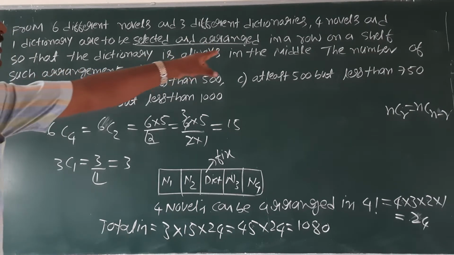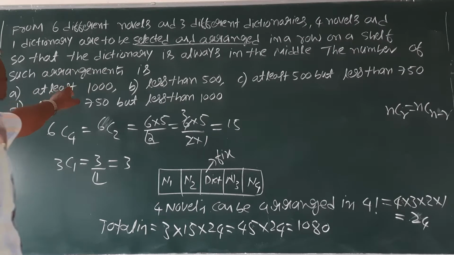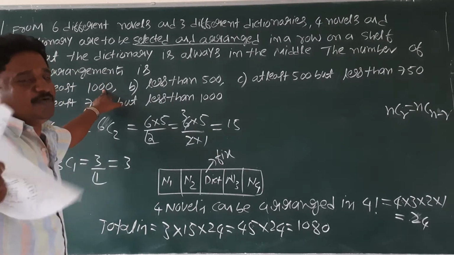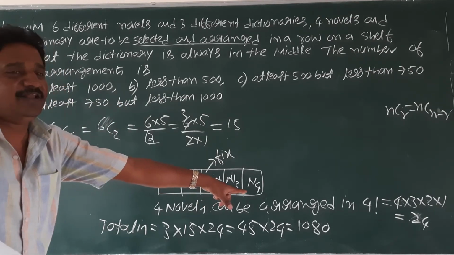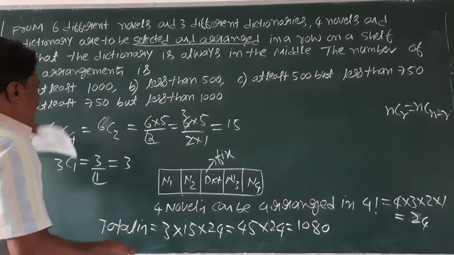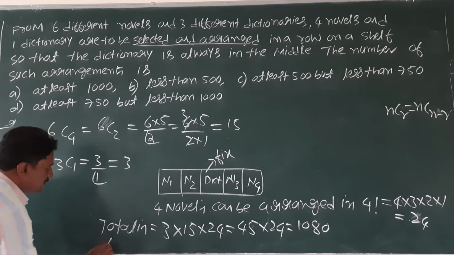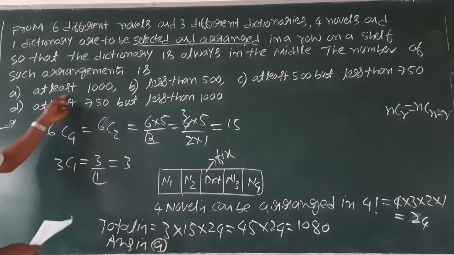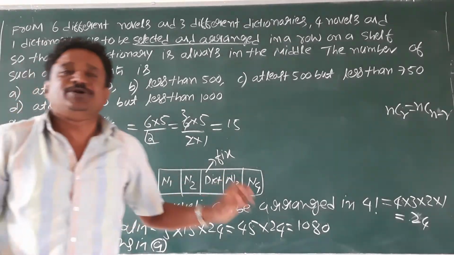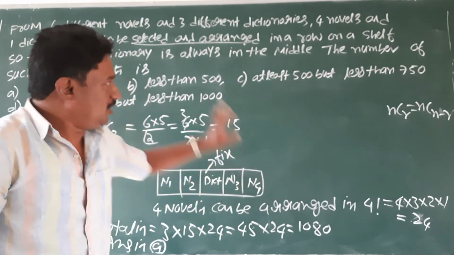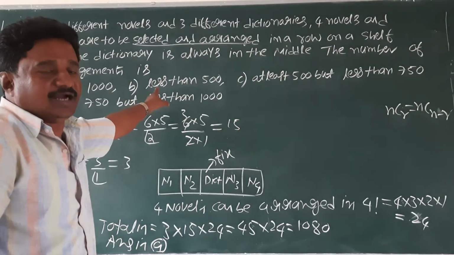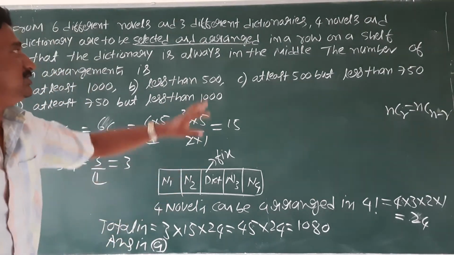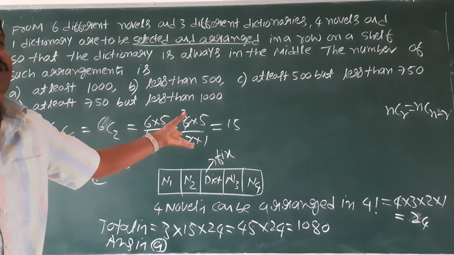The number of such arrangements should be at least 1000. At least means more than 1000. So the answer is A. Your answer is A. Option A, at least 1000. Minimum arrangements should be 1000, more than 1000. I hope you understood, students. This is a rough question. You try roughly, you will get an answer.